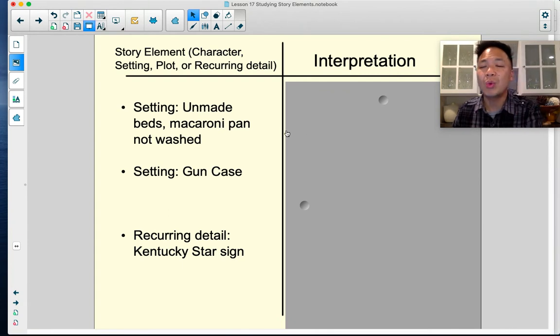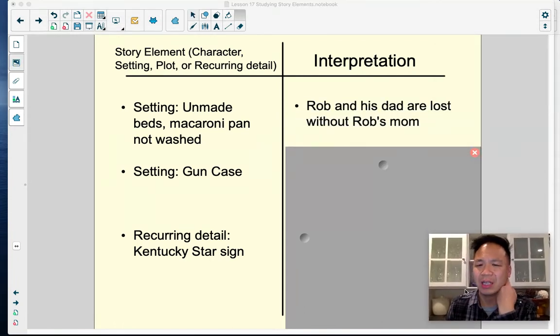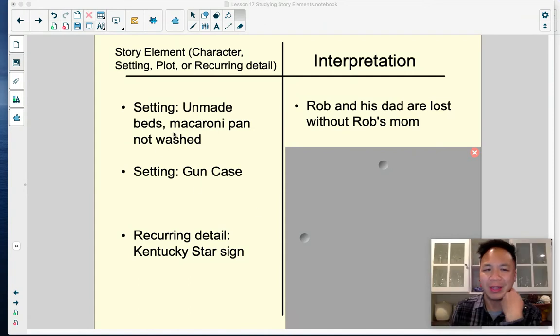So now what can we interpret from that information? Well, the unmade beds and the macaroni pan that's not washed. I think Sistine is trying to figure out, just as we are, that Rob and his dad are lost without Rob's mom. They can't make their beds. They can't even wash a pan. Well, I guess it's hard to wash a pan in a hotel room, but they can still use the bathroom sink, and they're not even doing that. Why aren't they doing that? Do they not know how? Is Rob's dad too busy? Maybe too tired? Does Rob not care or does not know how to do it?